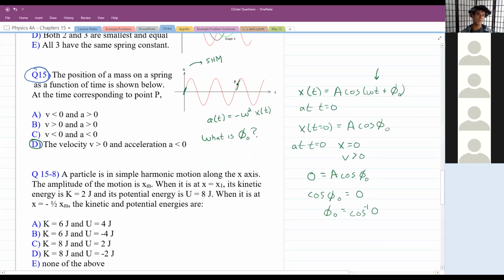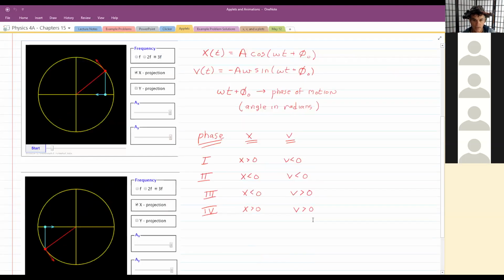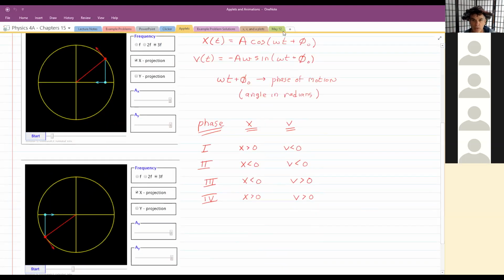But cosine of theta is the same thing as cosine of negative theta, which means my phase angle is going to be plus or minus pi over 2. Now, which one is it? Here's where looking at the sign of position and velocity is useful. So let me go back to this applet, and let me just real quick share this new share.